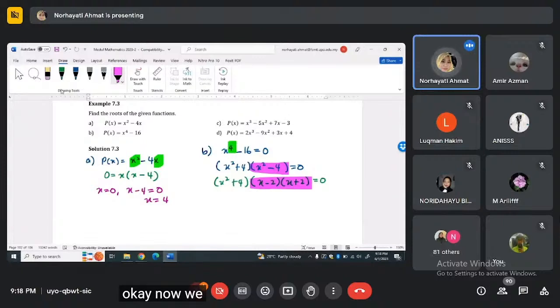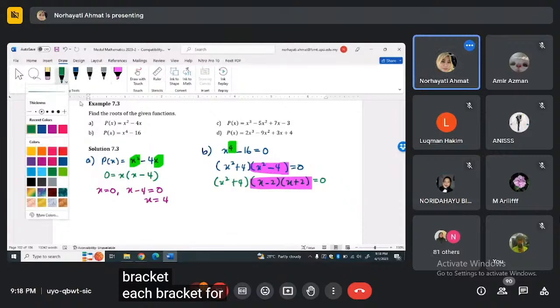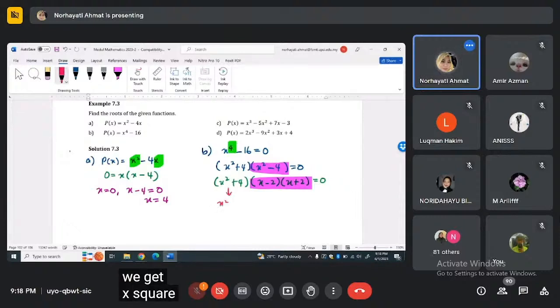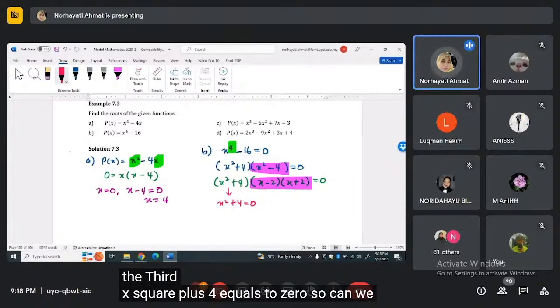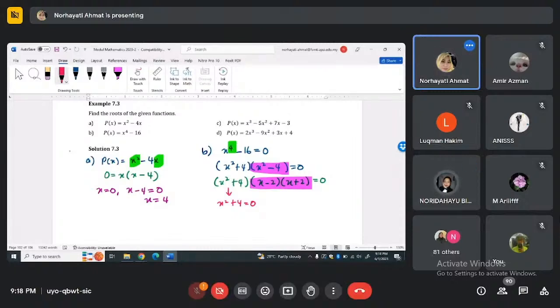Okay, now we need to solve each bracket. Okay, each bracket. For the first bracket, we get x square plus 4 equals to 0. Betul? X square plus 4 equals to 0. So can we get value for x, class, from this equation? Boleh? Macam mana?